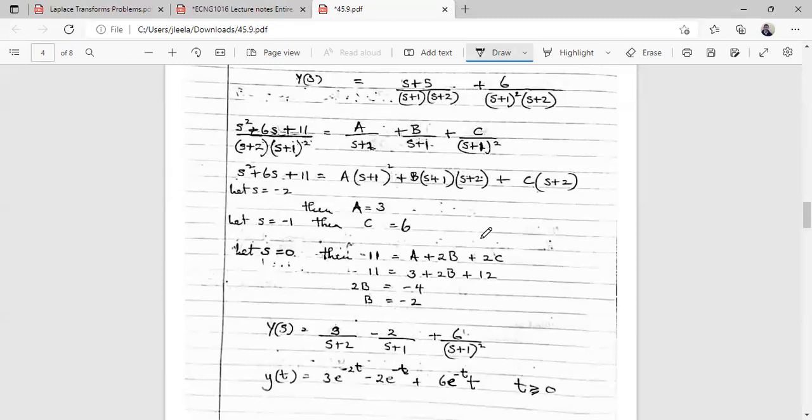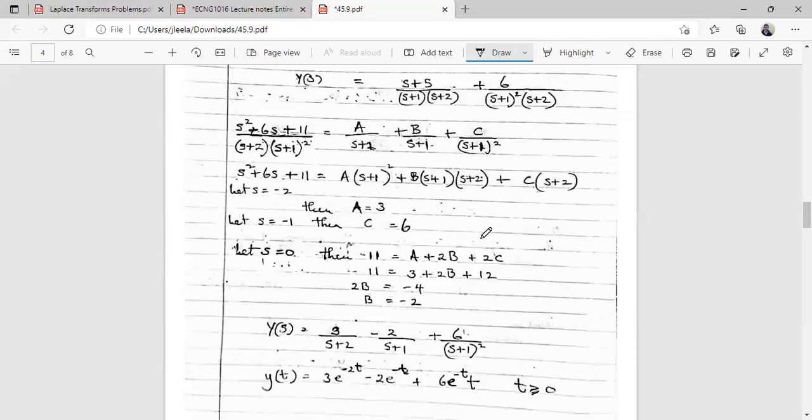If you put s to be minus 1, the first and second terms will drop off. So you'll get minus 1 plus 2 is 1. So C is equal to 1 minus 6 is minus 5, and 11 is 6. So C is 6. And then if you put s equals 0, you will end up with an equation, 11 on the left, right?